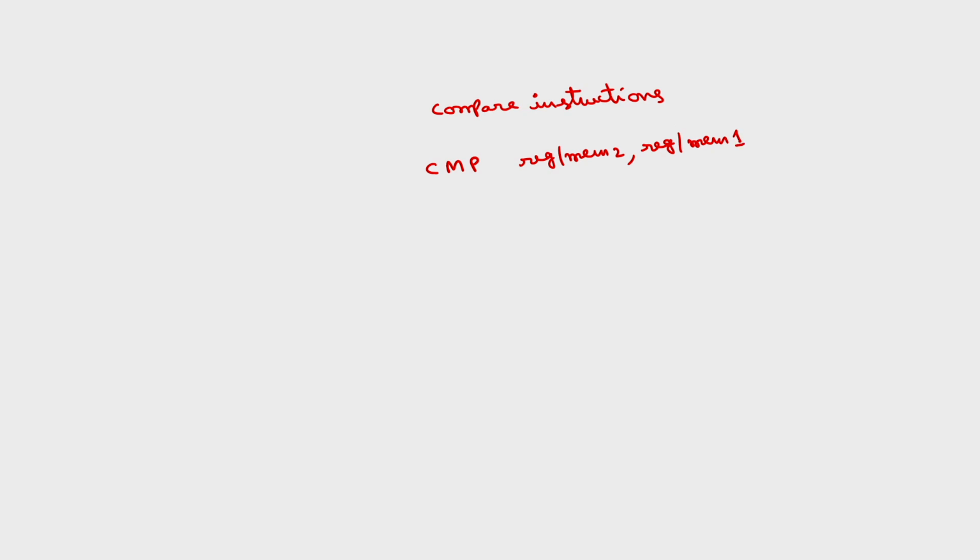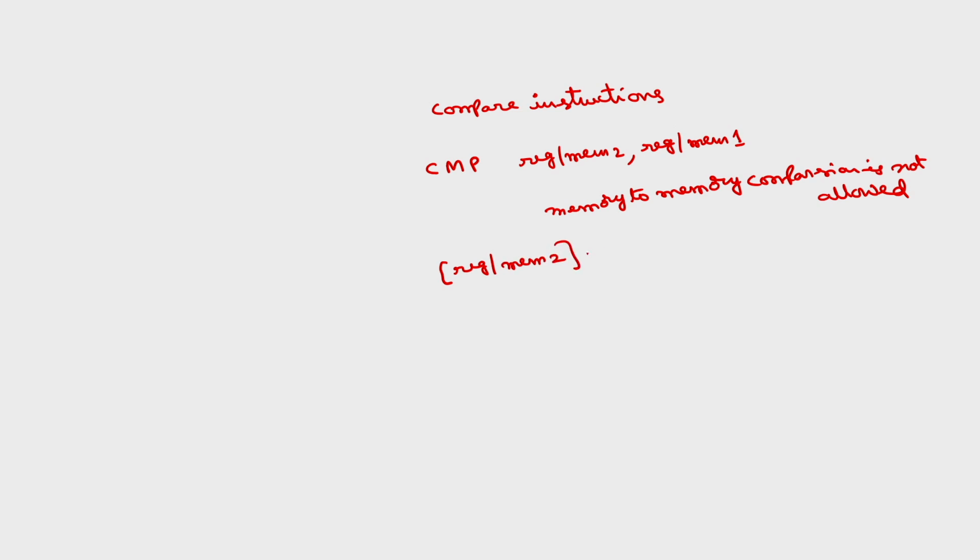We can compare 2 registers. Here also memory to memory operation is not allowed. Memory to memory comparison is not allowed. So, one must be a register. So, we can compare one register contents with one memory, or we can compare 2 register contents. The basic operation here is exactly similar to the subtraction operation.